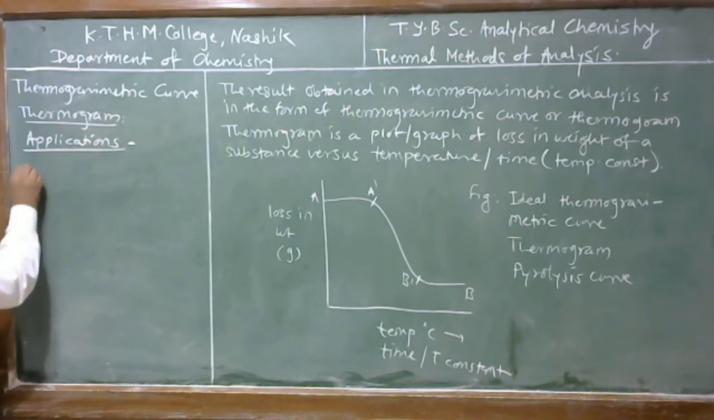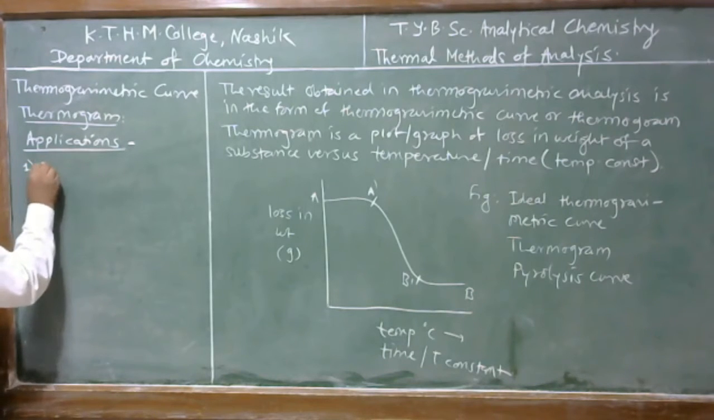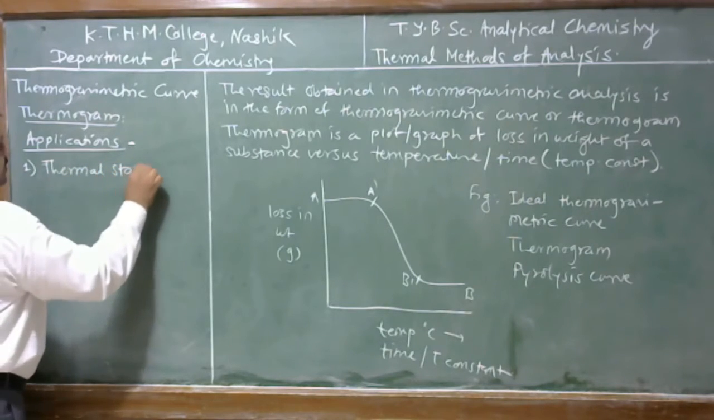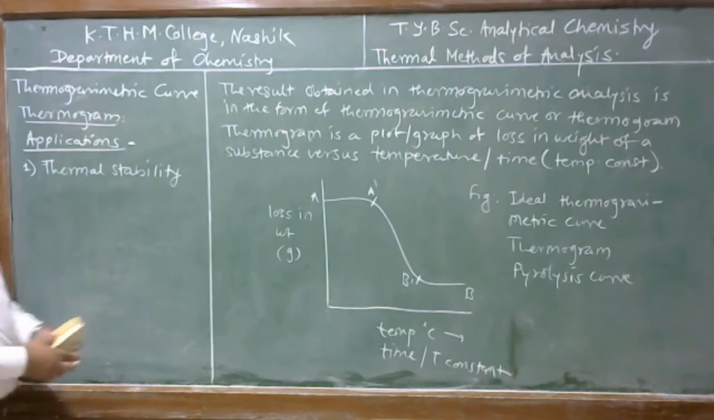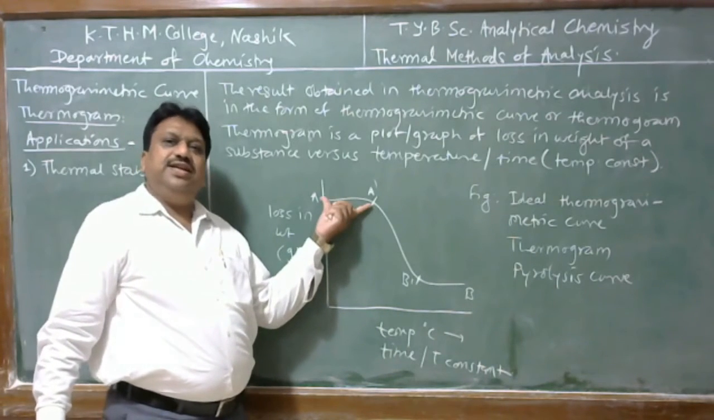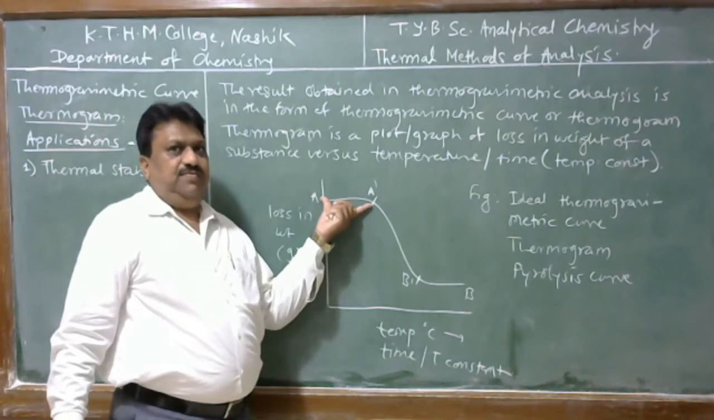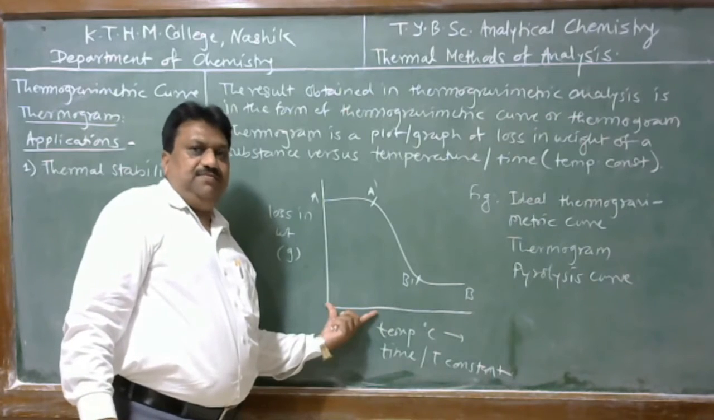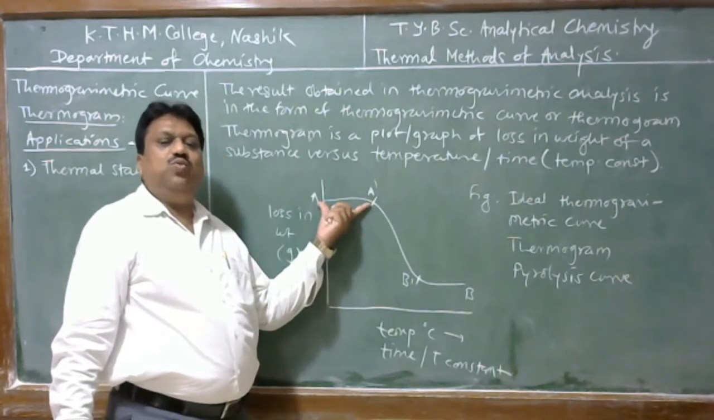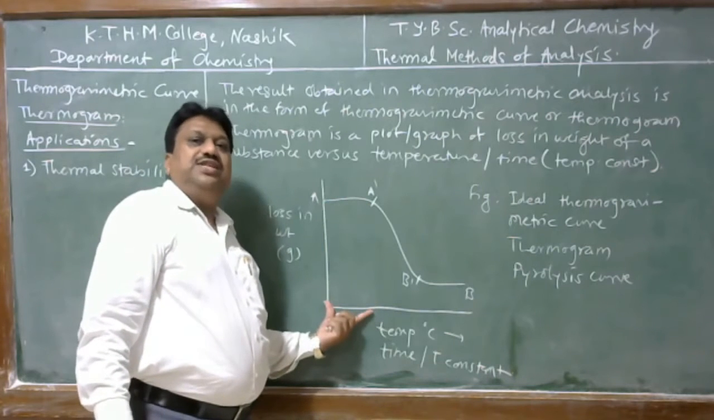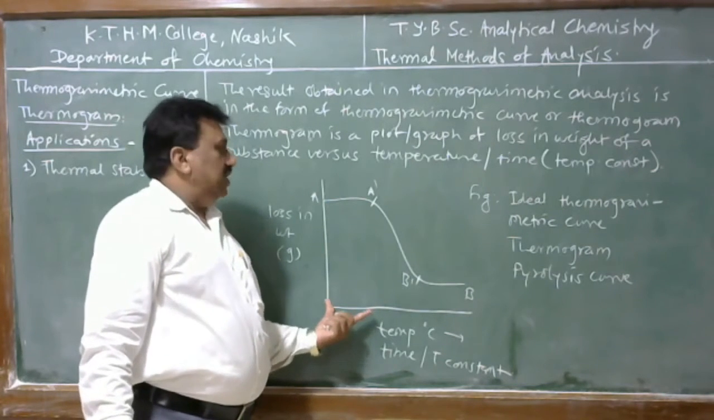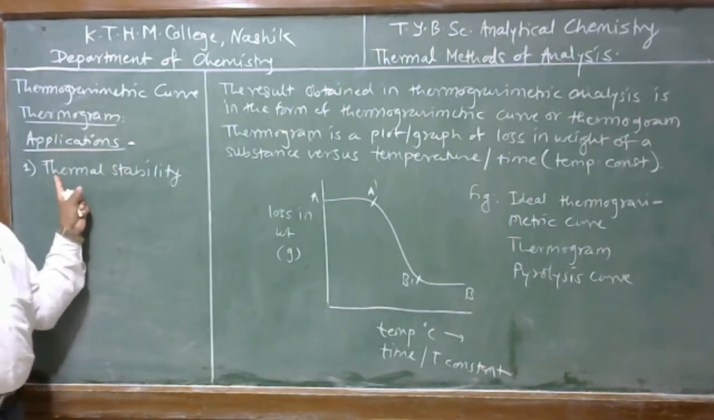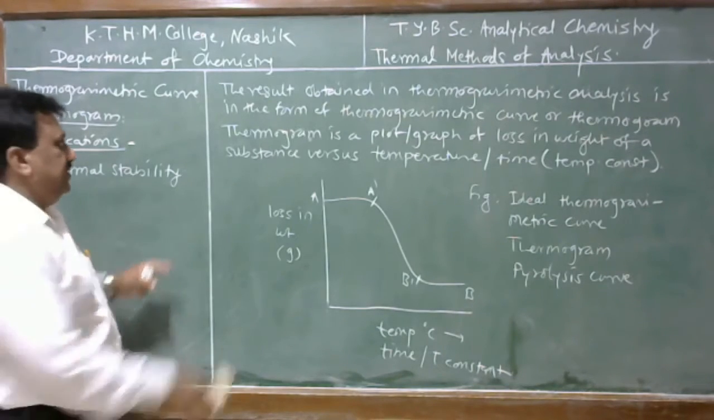First application is determination of thermal stability of a substance. In a thermogram, this horizontal region indicates there is no change in weight. That indicates this is a temperature range in which that substance is stable. This is a temperature range in which the substance does not change its physical and chemical properties. Therefore, the horizontal region indicates the thermal stability of the substance.